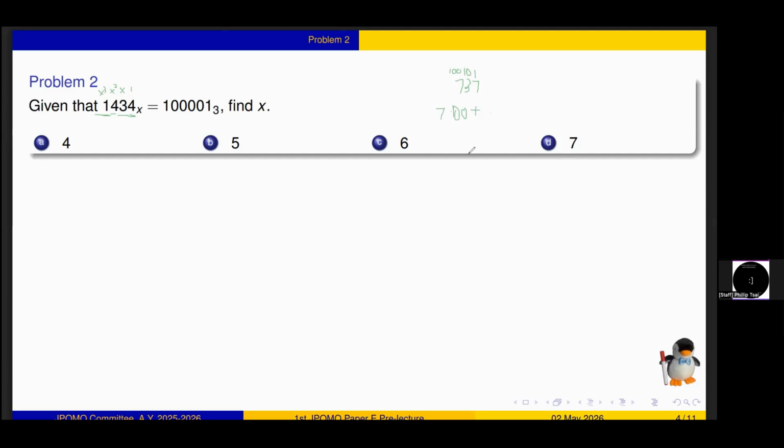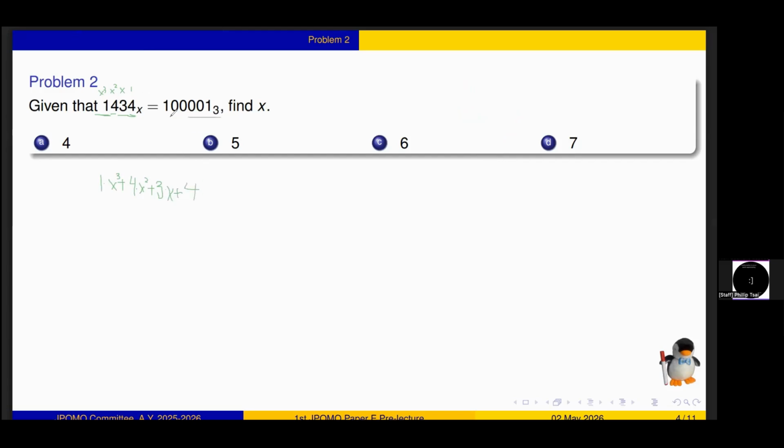So we can convert 1434 base x into some polynomial in terms of x. In this case, we have 1 times x cubed plus 4 times x squared plus 3 times x. Sorry for my weird writing. And then plus 4 times 1, which is just 4.